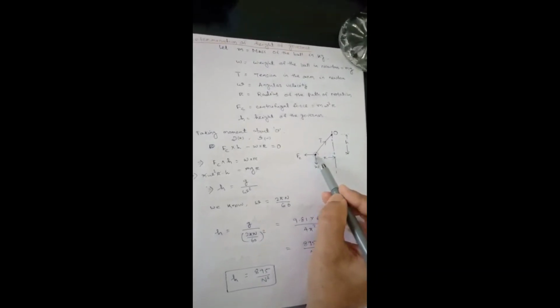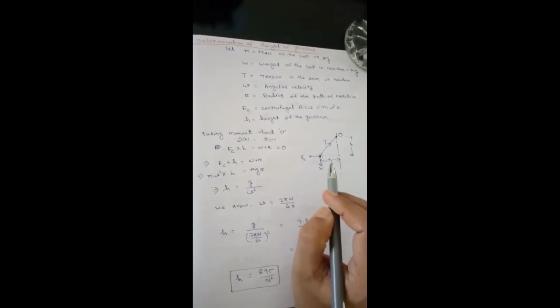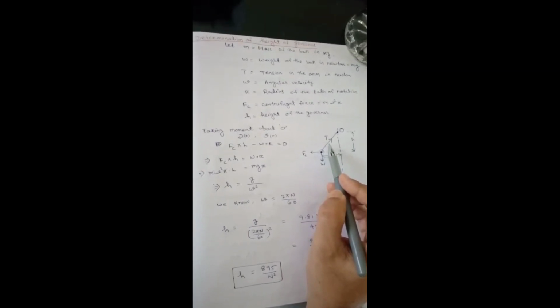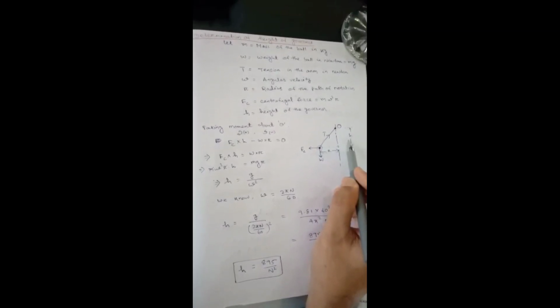So on this ball, what forces are acting? Fc, the centrifugal force acting outward. W, the weight of the ball. T is the tension on this arm. So how to find out this height of the governor? Let us see.